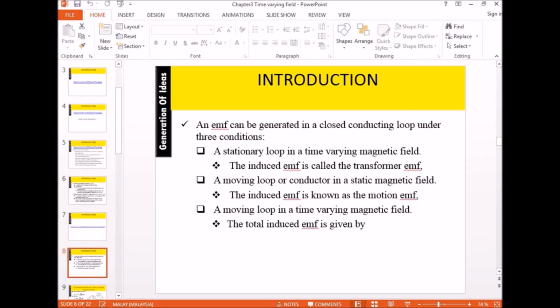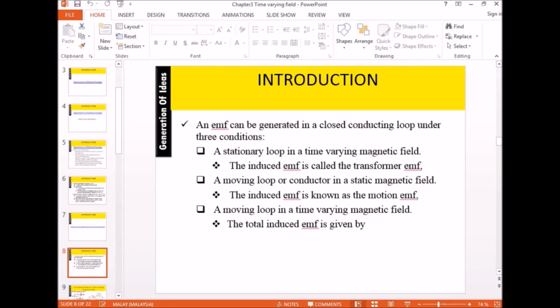An EMF can be generated in a closed conducting loop under three conditions. First one, a static loop in a time varying magnetic field. This is something that you saw from the video just now, right? When you keep the position of the loop and you insert and take out the magnet bar, the generated EMF is called transformer EMF. You have to remember their names because different types of EMF use different formulas. I cannot mix both of them together.